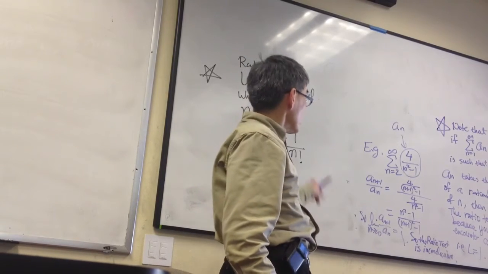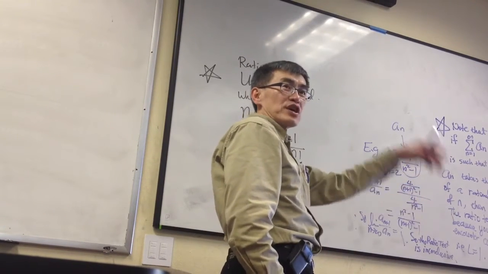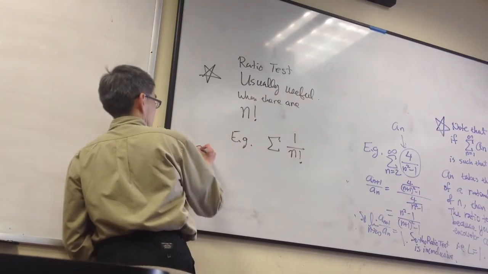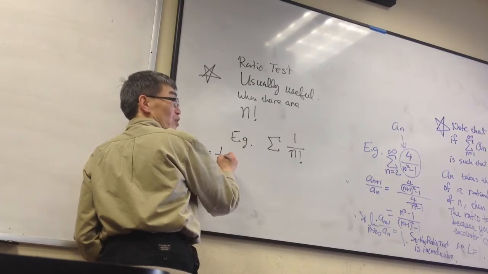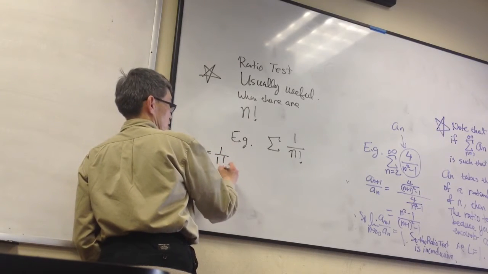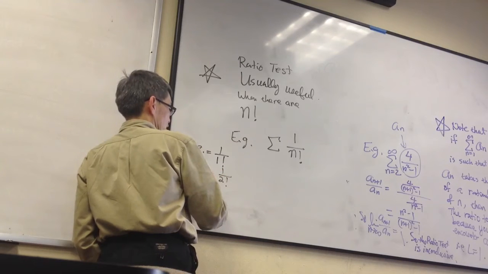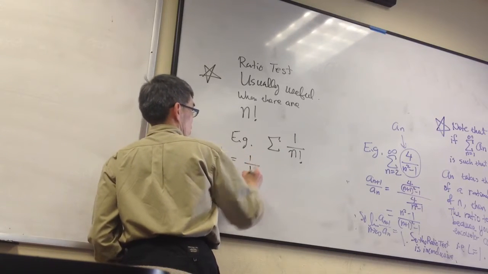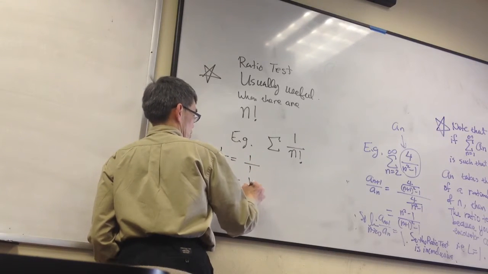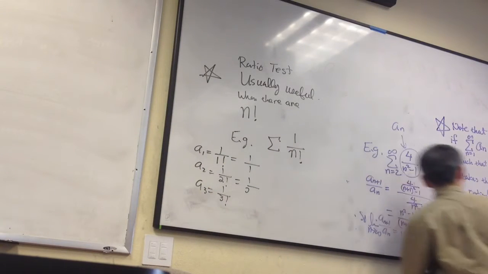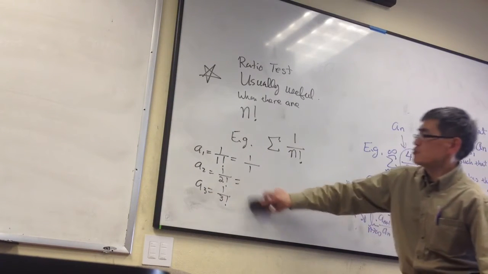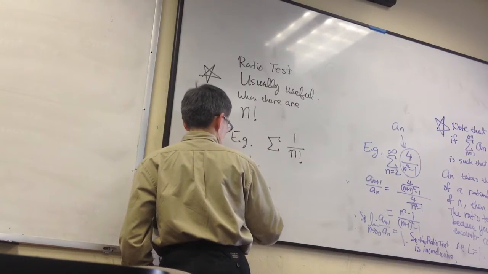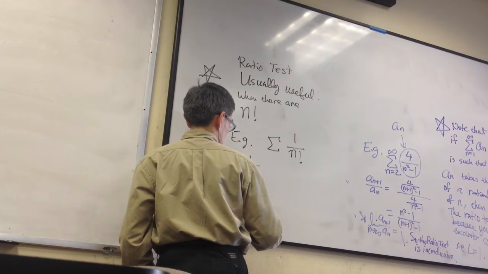Now, this one, in going from one term to the next, it drops off very fast. Why? Look at A1. A1 is what? 1 over 1 factorial. A2 is 1 over 2 factorial. A3 is 1 over 3 factorial, and so on. Right? So what is 1 factorial? 1. 2 factorial is 1 times 2. So let me write it: 1 over 1 times 2. This is 1 over 1 times 2 times 3.